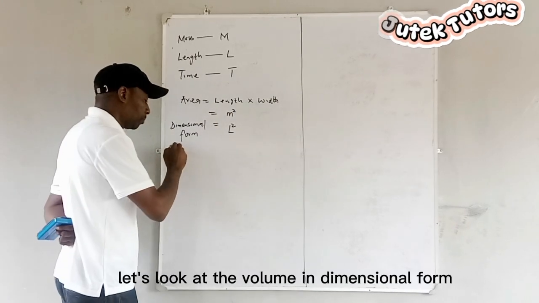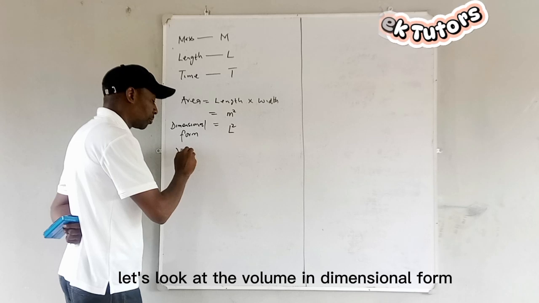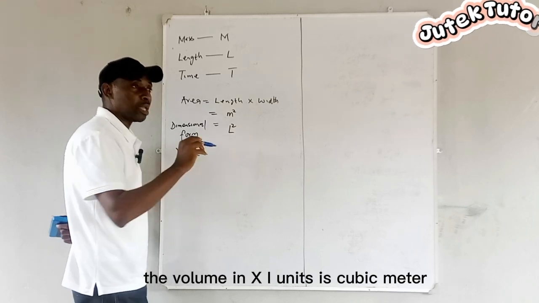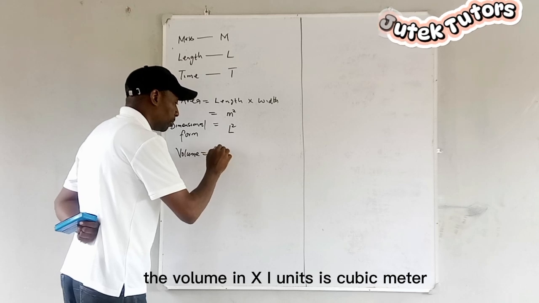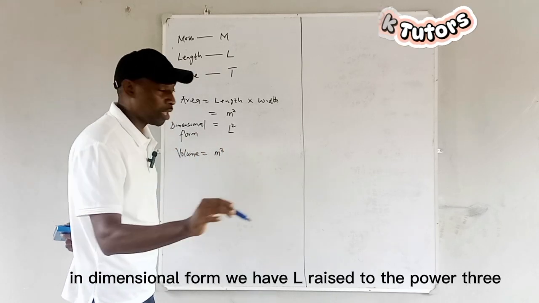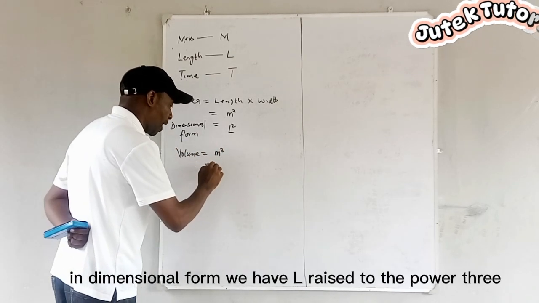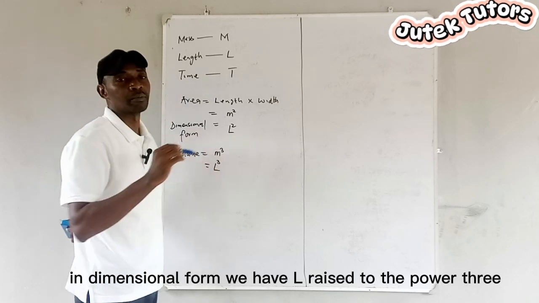Let's look at the volume in dimensional form. The volume in SI units is cubic meter. In dimensional form, we have L raised to power 3.